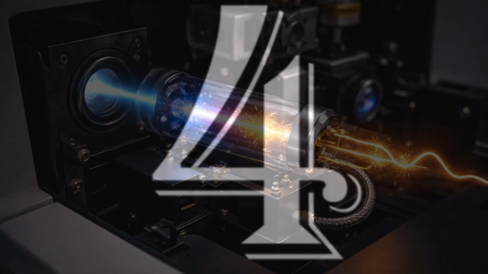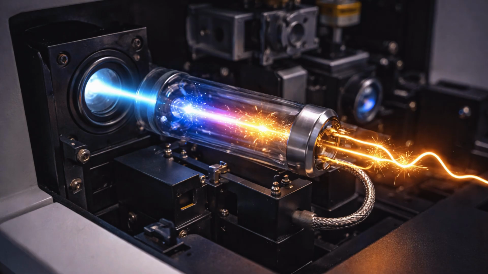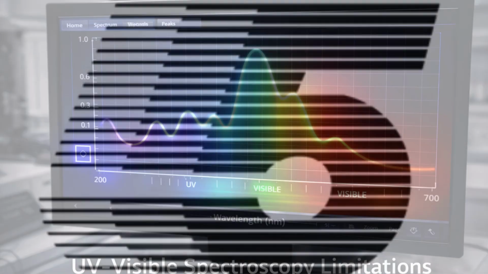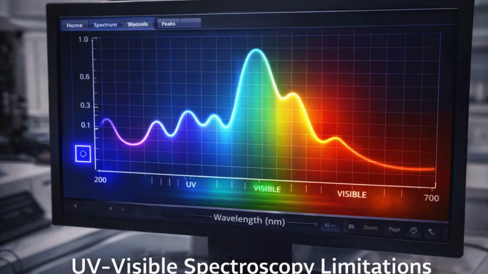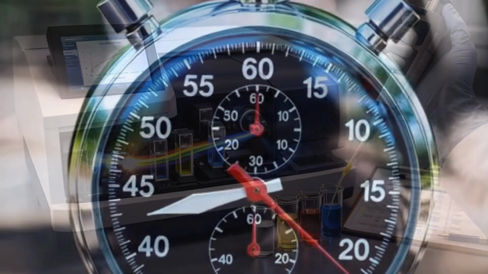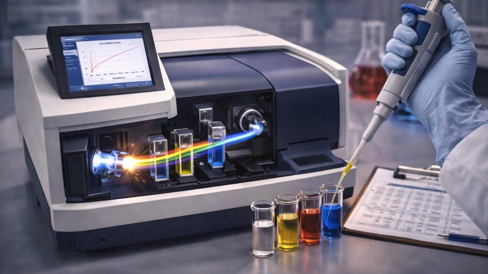Fourth one is the detector, typically a photomultiplier tube that converts light intensity into electrical signals. A photodiode is the second option. And fifth one is the computer and software, which process all this data into beautiful spectra and calculations. The entire process happens in seconds, giving us precise, reproducible results.